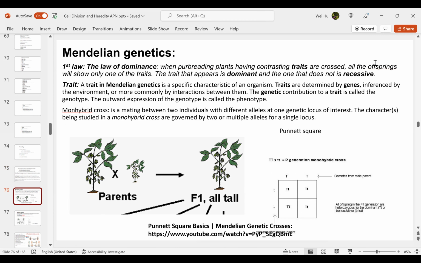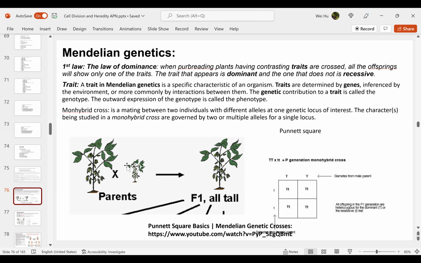You must learn them. One thing we have to say at the beginning is that at that time, the father of genetics did not know about genes. So he did not know, and he used trees. Now in this class, we use alleles and genes. Okay, so let's start with the law of dominance.